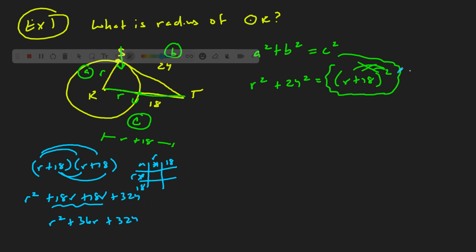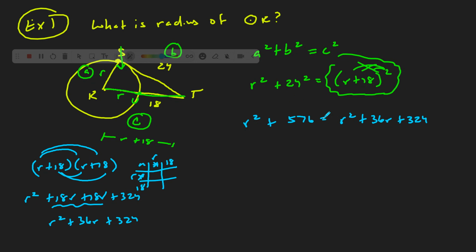Okay, and this is now what that right side becomes. So this right side is now R squared plus 36R plus 324. We call this a quadratic, and it's one more thing from algebra, but just wait and see what happens. Now on the left-hand side, we just have to simplify this. So R squared stays R squared, but we do 24 squared, and 24 squared is 576.